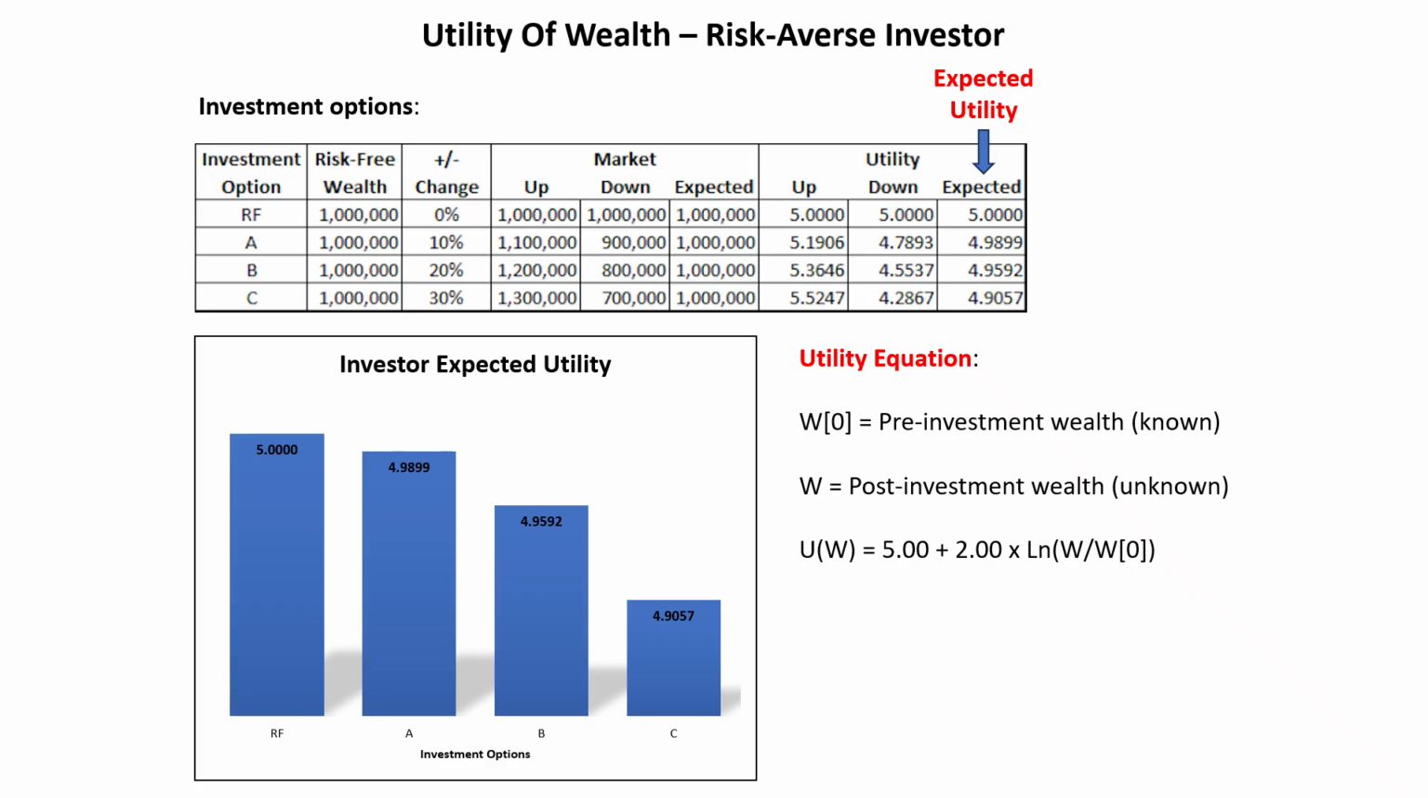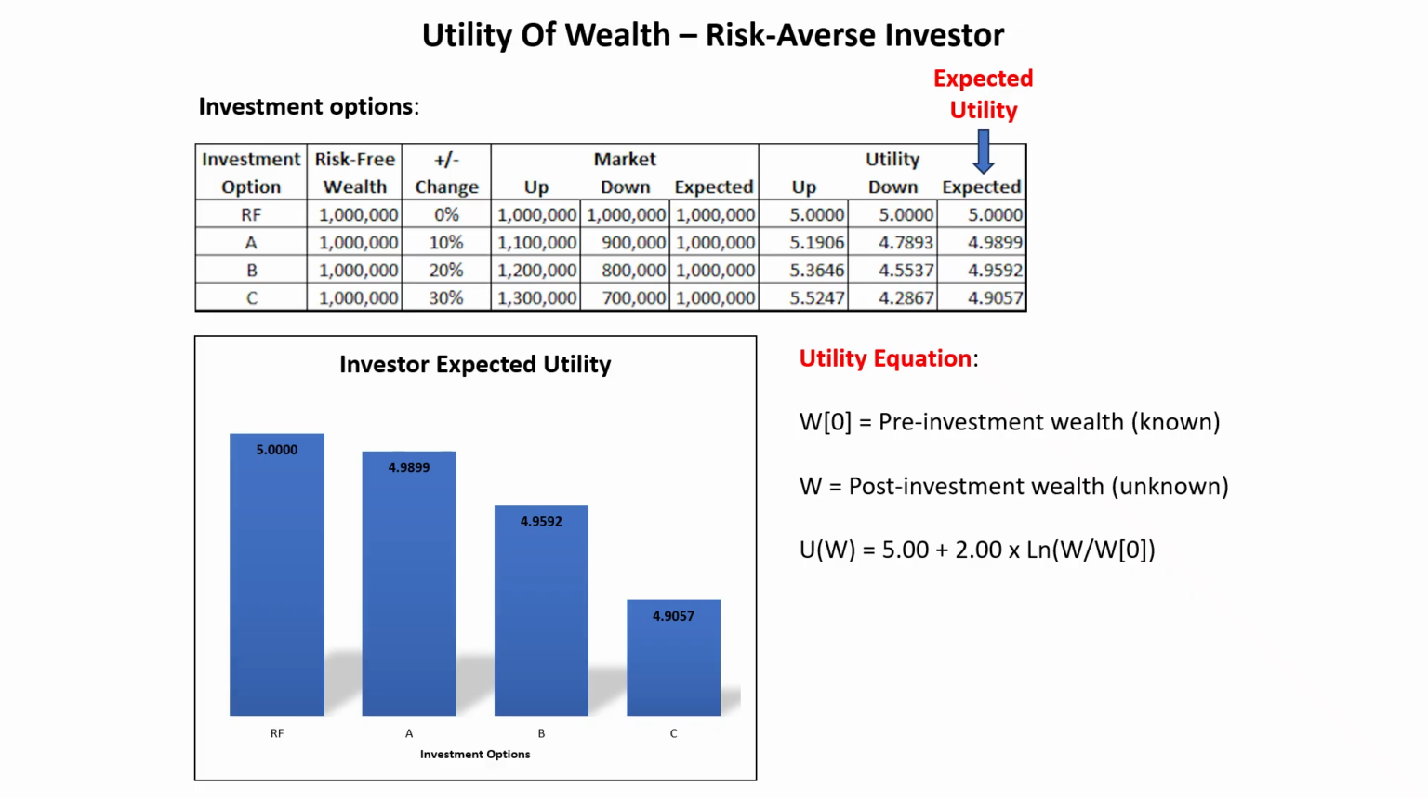RF is the risk-free investment. That's where the payoff is the same whether the market goes up or goes down. The payoff there is $1 million. And then we have investment A, which has a little bit of dispersion. The payoff is 1.1 million if the market goes up, 900,000 if it goes down. Then we have investment option B, where the payoffs are either 1.2 million or 800,000, and then investment option C, where the payoffs are 1.3 million or 700,000.